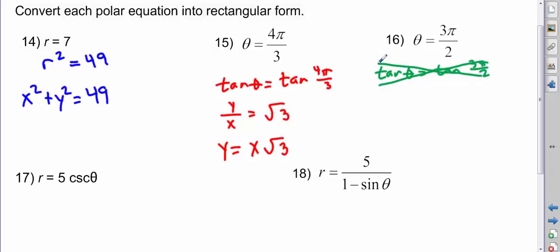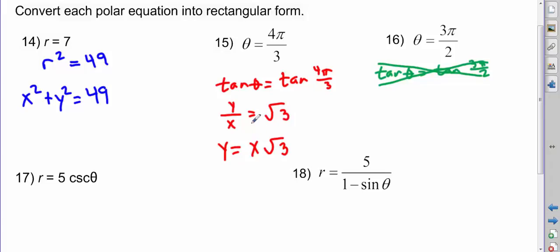One is a bit just thinking about the situation. Where is 3 pi over 2? Well, that's at the bottom of the unit circle. So if I went from the origin to the bottom of the unit circle, I'm drawing a vertical line. Folks, that's your equation. It's a vertical line.